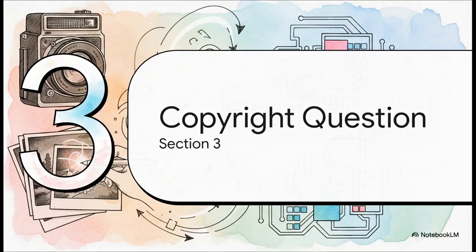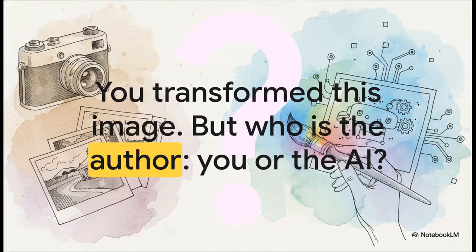Okay, so you've created this stunning new work, but whether you spent 10 seconds or 10 hours on it, we've just stumbled into a really fascinating and legally complex question. And that question is this: who actually owns the copyright to this new colorized image? I mean, you started with a public domain photo, sure, but you've clearly created something entirely new. So who's the legal author? Is it you, or is it the AI?